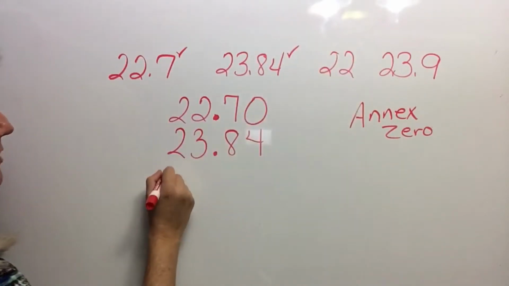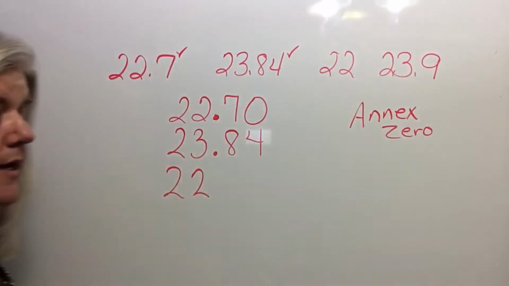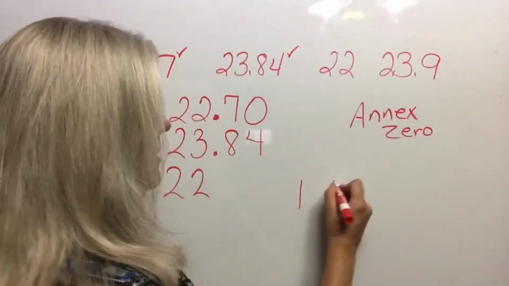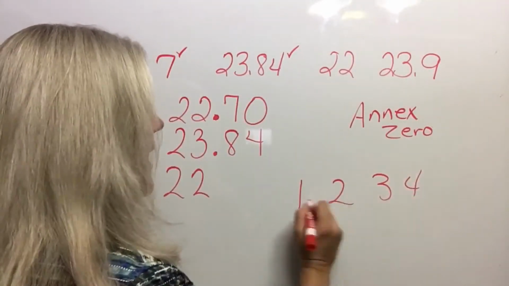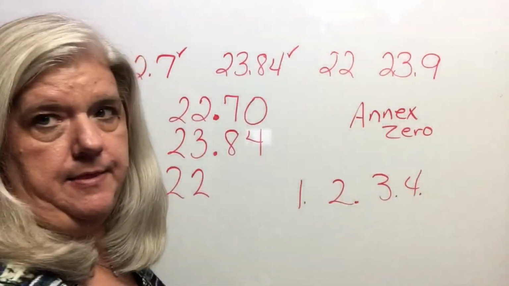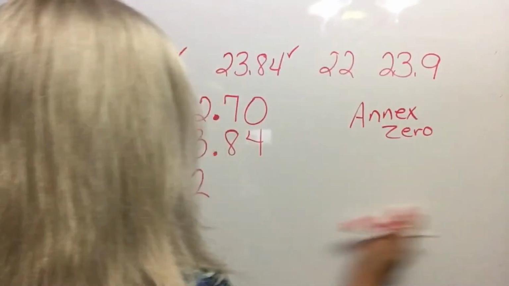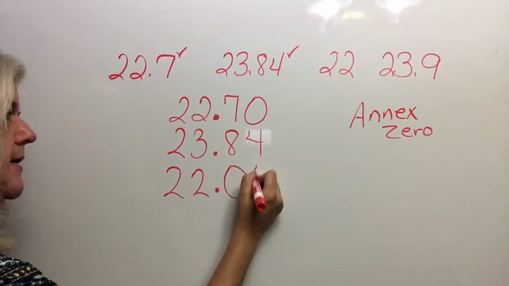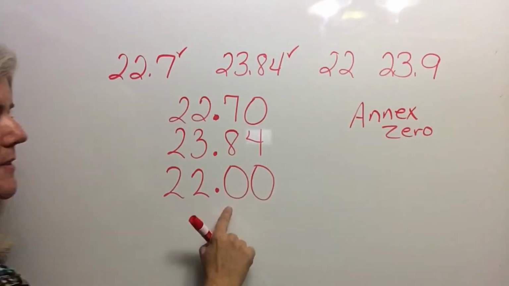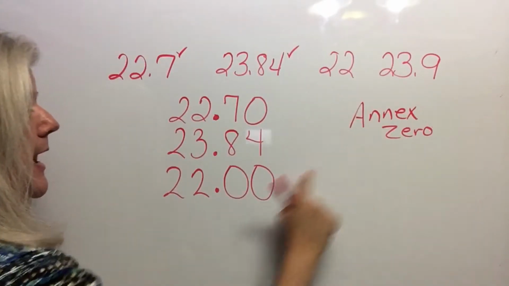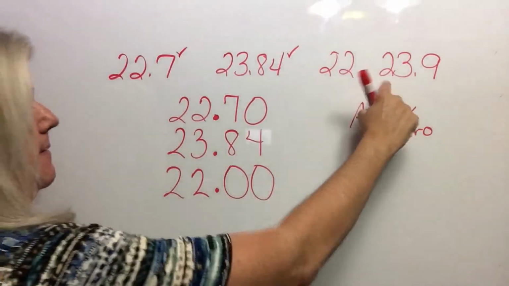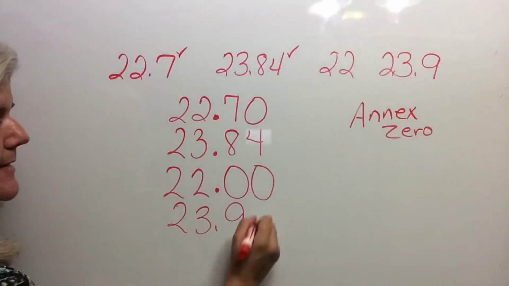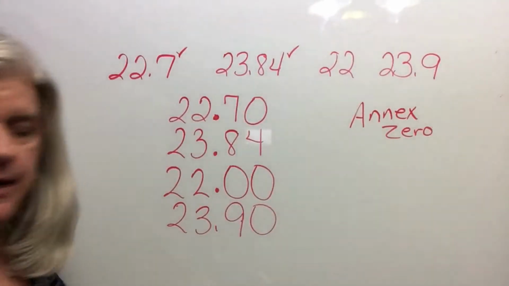Now I'm going to put in my 22. Now, we do not write decimals behind our numbers. When I'm counting 1, 2, 3, 4, I don't put decimals behind them. But it is understood that there is a decimal here. So I can annex in a 0 in the tenths place and in the hundredths place. And then my last number is 23 and 9 tenths, and I can annex in a 0.